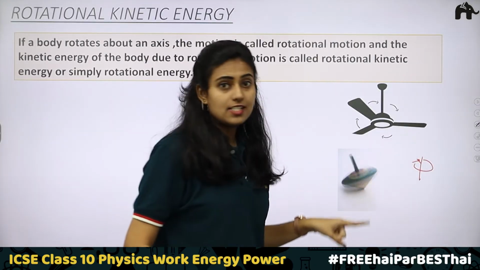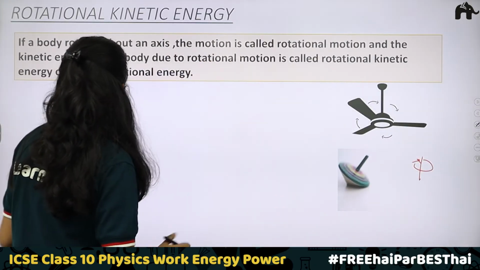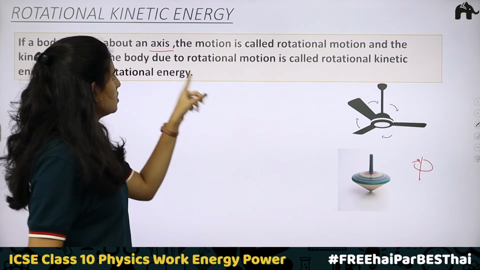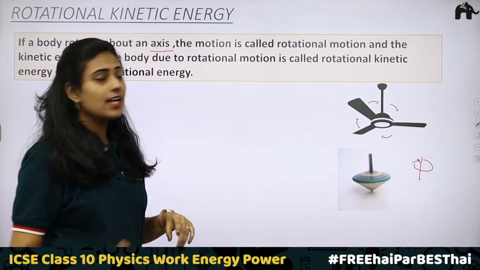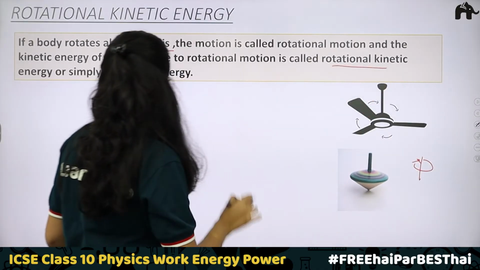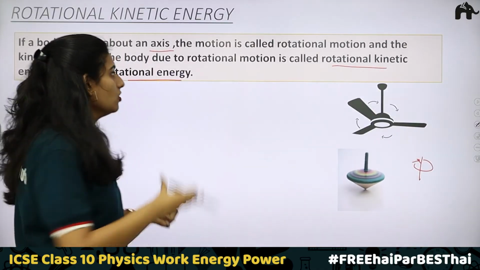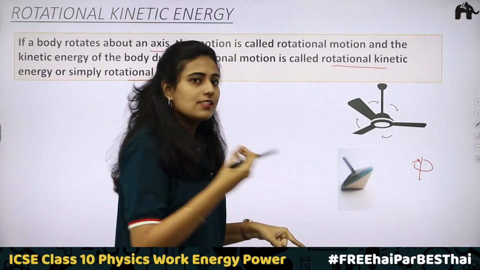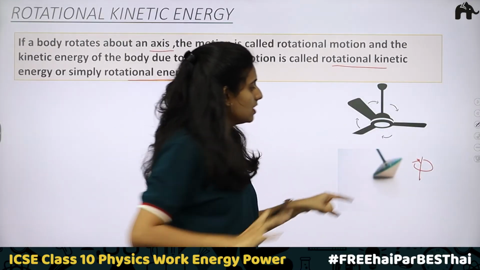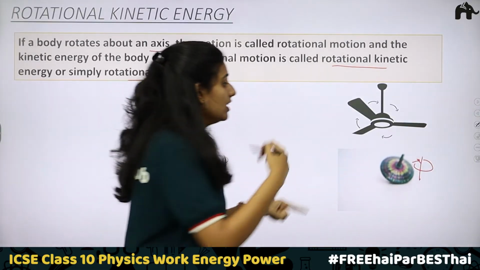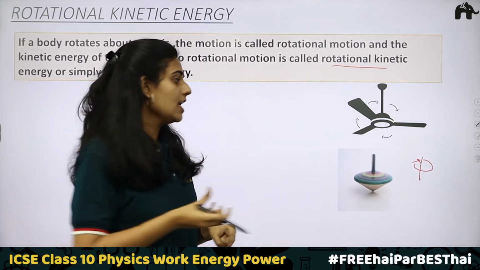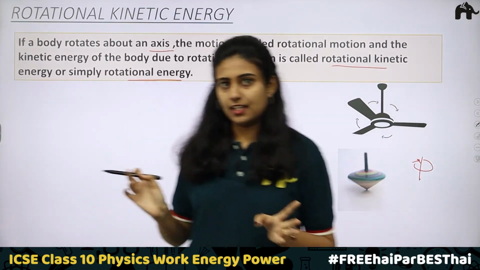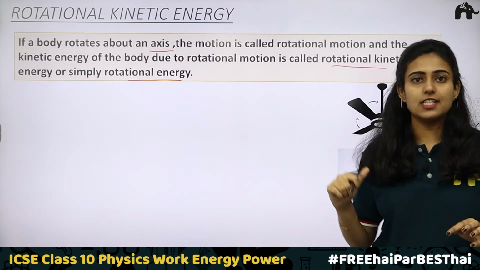So, the kinetic energy is rotational kinetic energy. If a body rotates about an axis, the motion is called rotational motion, and the kinetic energy of the body due to rotational motion is called rotational kinetic energy, or simply rotational energy. So, when this body is rotating, what is happening? There is a velocity. Only when this velocity becomes 0 does the body come to rest. So, when there is a velocity, there is energy, and this energy is the rotational kinetic energy. Understood what is rotational kinetic energy? Clear? These are the examples of rotational kinetic energy.